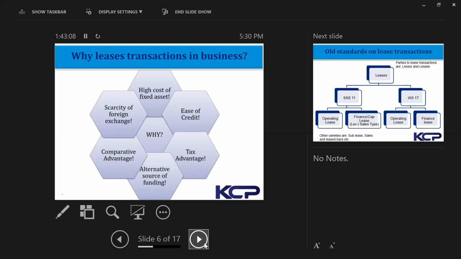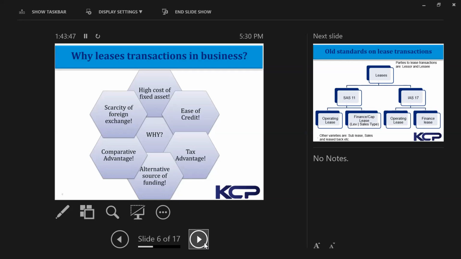Then alternative source of funding: I've told you that it provides an option for funding business. Then comparative advantage. Even if I can afford the cost of that asset, I know that going through the route of lease, I can still get it. So I can invest my money in another profitable venture and still use the lease option to get my needs met. That's what I mean by comparative advantage: concentrating your resources on what will give you the maximum benefits.